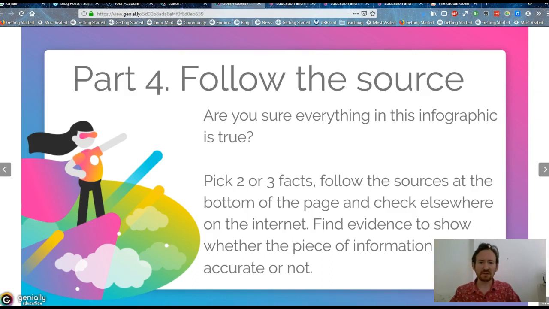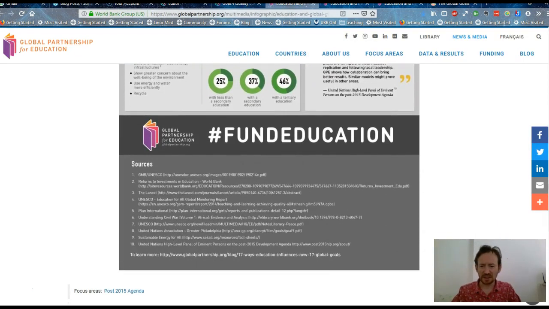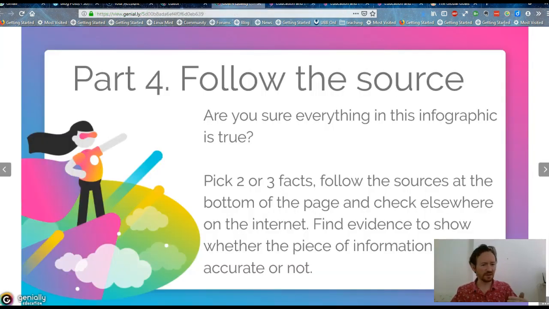So if we go back to the infographic and we keep scrolling down, here is the list of sources. They check them, they come back together and tell the class, was the fact verified or not? And hopefully, if they do that for this infographic, they're going to do it with other information elsewhere.